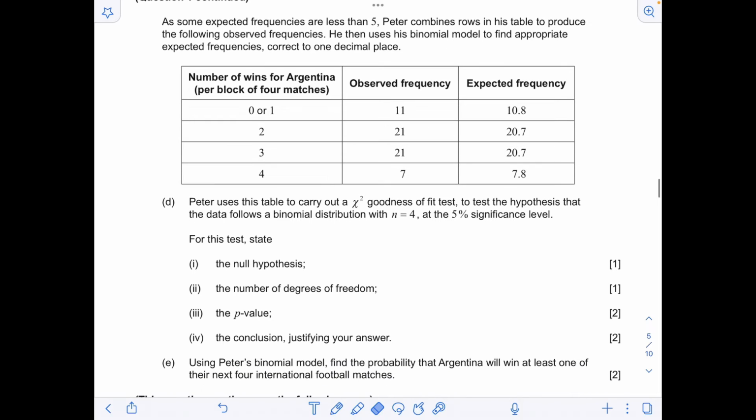he sets up this expected frequency table. As some expected frequencies are less than 5, Peter combines rows for his table to produce the following observed frequencies. He then uses his binomial model to find appropriate expected frequencies correct to 1 decimal place.